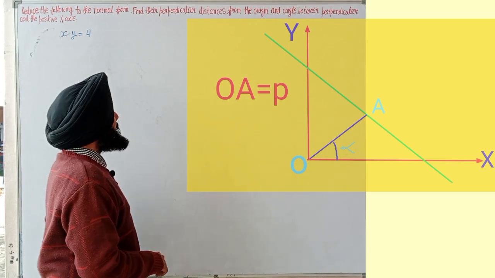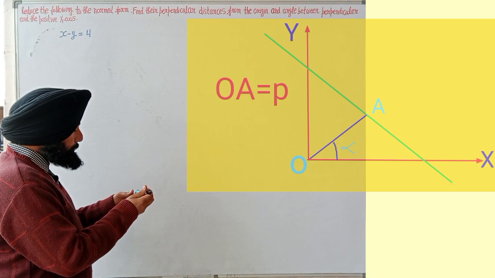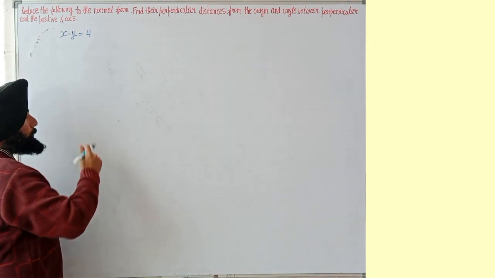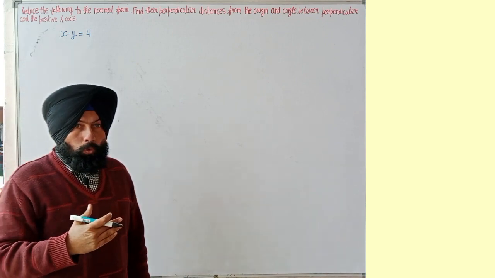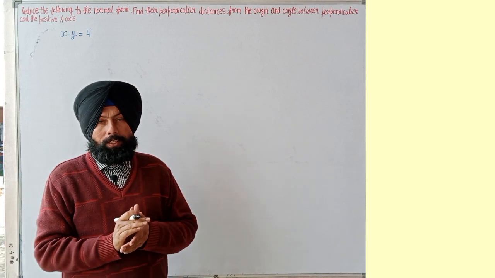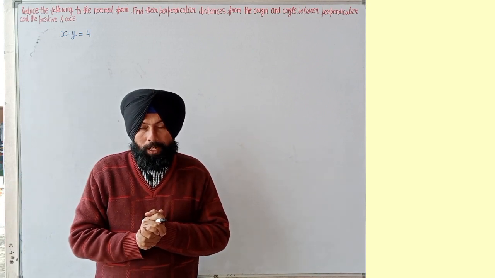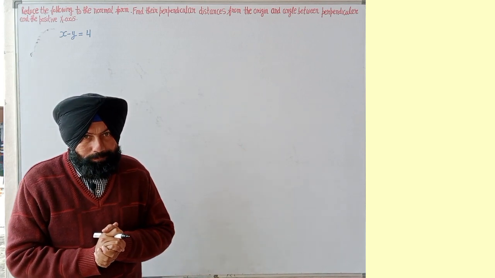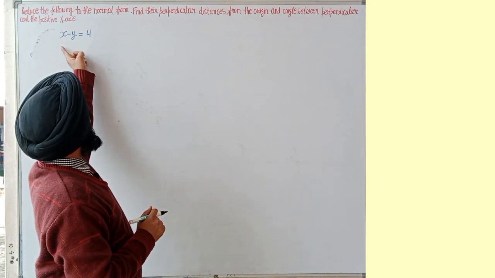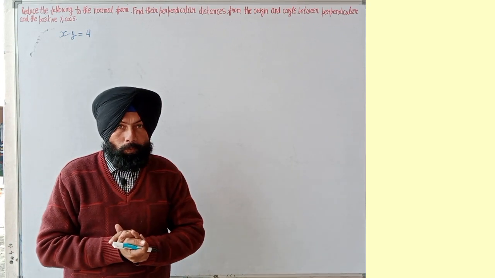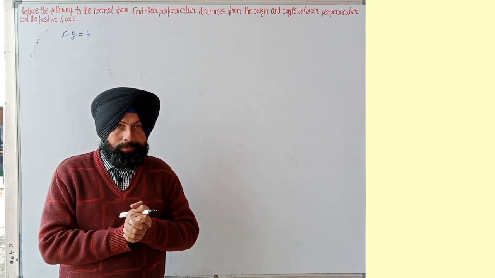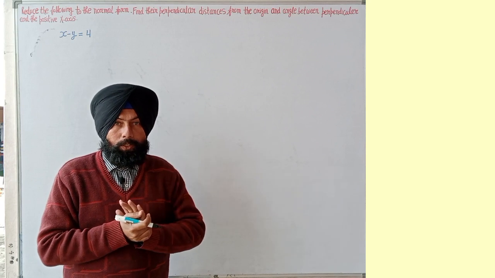Now let us start the sum. Given equation, that is x minus y equal to 4. While doing this type of sum, our first step is to divide the equation by the coefficient of x and coefficient of y squared, added, and whole square root.